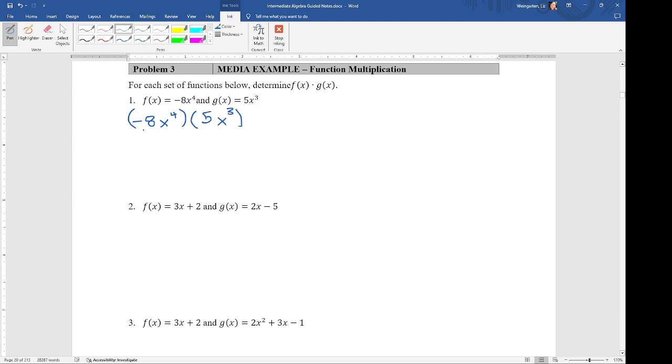And then we're going to combine like terms. Negative 8 times 5 is negative 40. X to the 4th times x to the 3rd gives us x to the 7th.